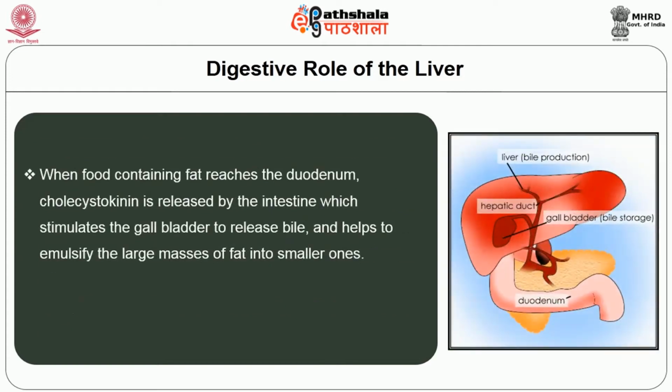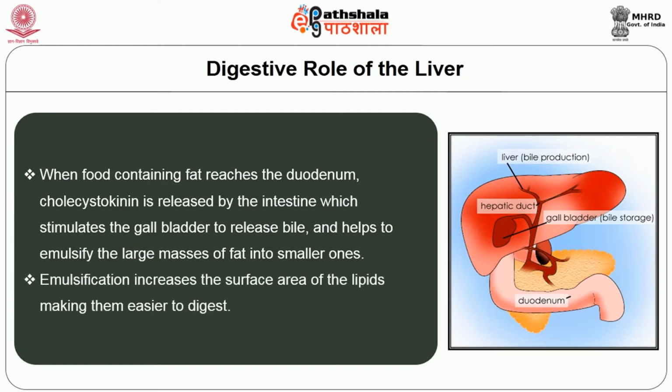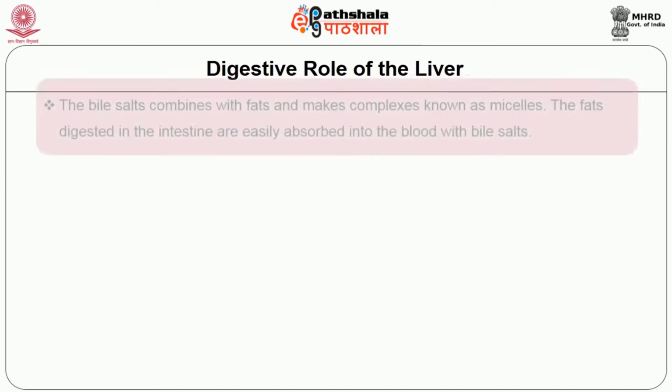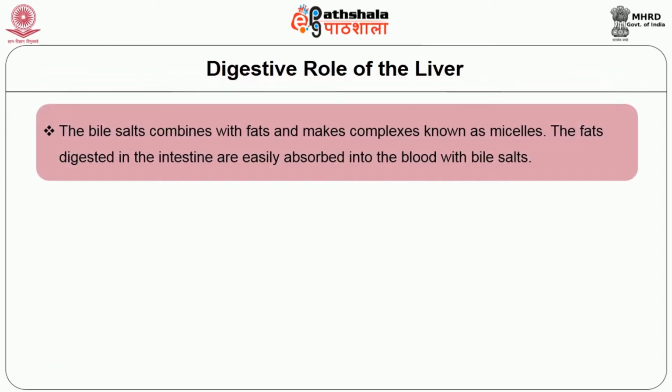When food containing fat reaches the duodenum, cholecystokinin is released by the intestine, which stimulates the gallbladder to release bile and helps to emulsify the larger mass of fats into smaller ones. Emulsification increases the surface area of the lipids, making them easier to digest. The bile salts combine with fats and makes complexes known as micelles. The fat ingested in the intestine are easily absorbed in the blood with the bile salts.